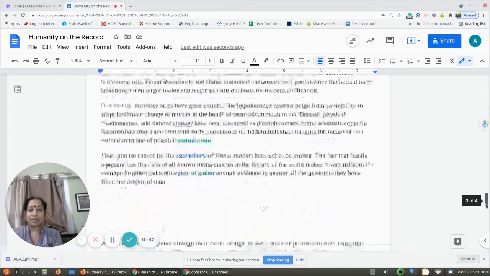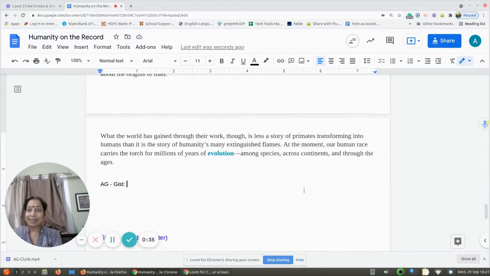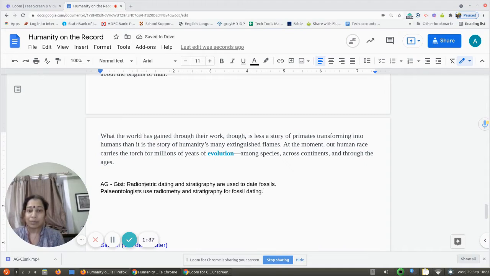So I'll try to write that in one sentence. Let me just check the word count in that. One, 2, 3, 4, 5, 6, 7, 8, 9. So just below 10, the ideal word count for a gist in the CSR strategy. But I want to add the word paleontologists here. So that's also within the word count.